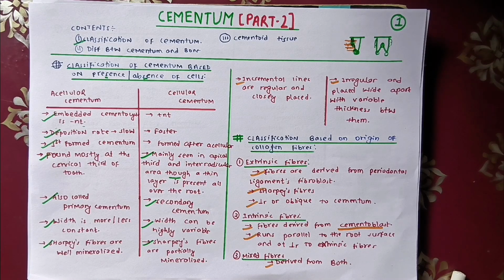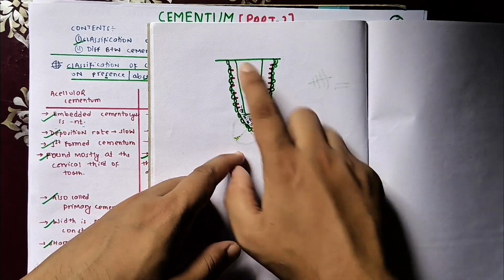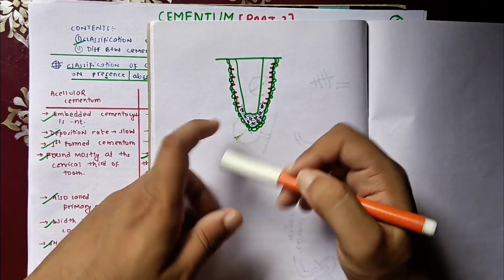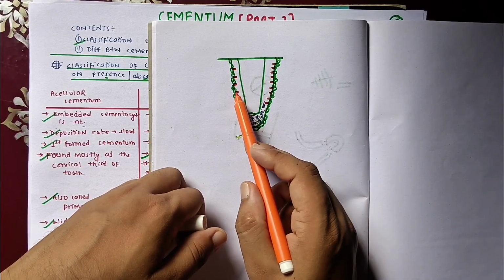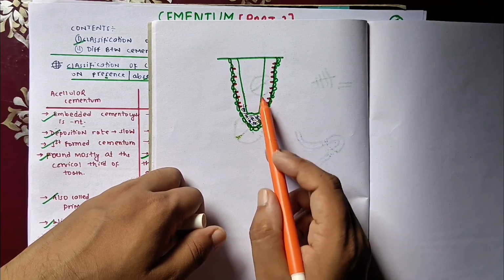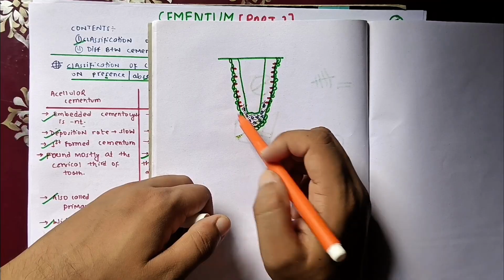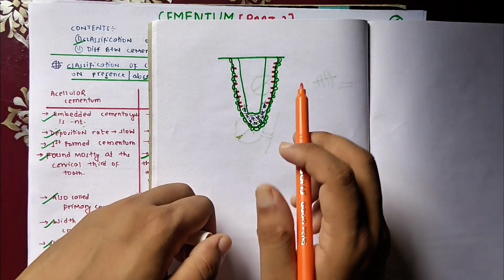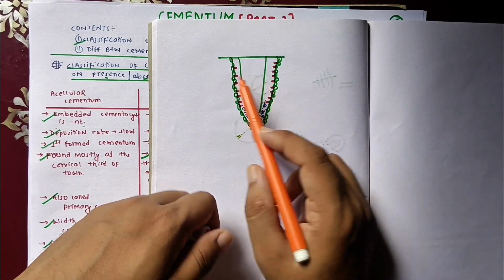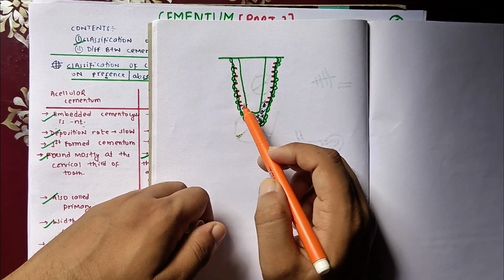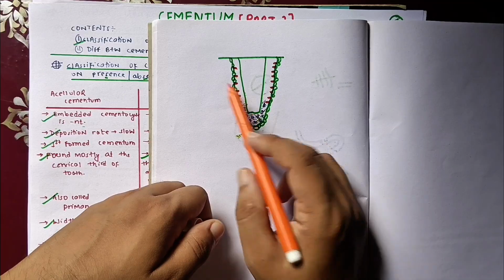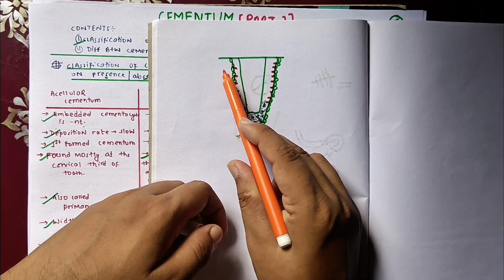I'll show you one picture. It is a rough schematic diagram that will clear your concept properly. Just think, this is a root. And this whole thickness is the cementum. I have drawn the cementum wider here. Now the thing you should remember from this picture: this fiber is actually the surface fiber, and it is a derivative of the periodontal ligament fibroblast. So they are derived from the extrinsic fiber.